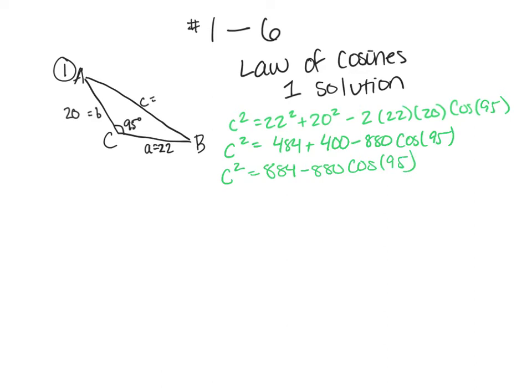Now remember, I cannot do 884 minus 880 because that 880 is being multiplied to cosine of 95, and multiplication takes precedence over that subtraction. So the only thing I can do now is to get C by itself, and in order to do that, I must square root both sides. So I get that C is equal to the square root of all of the shenanigans.